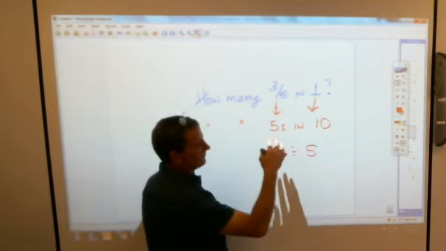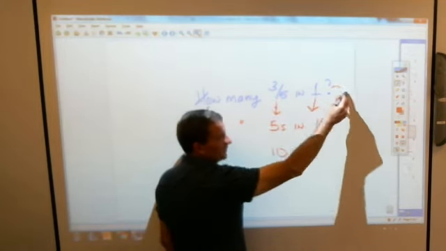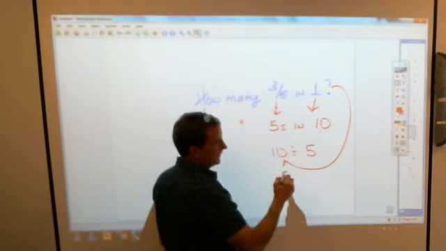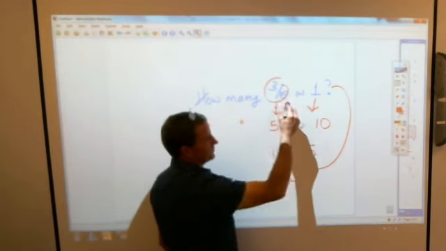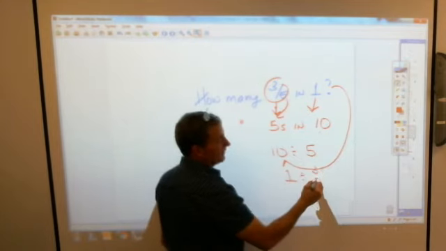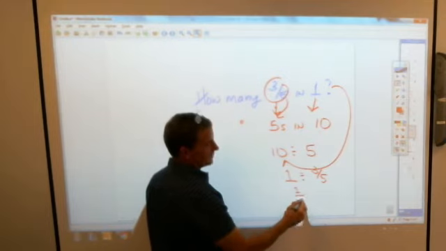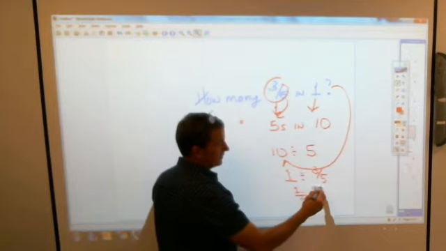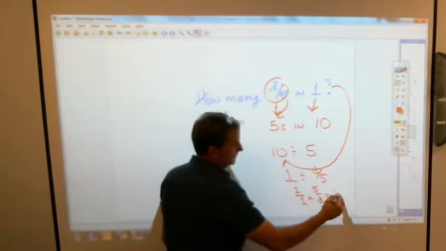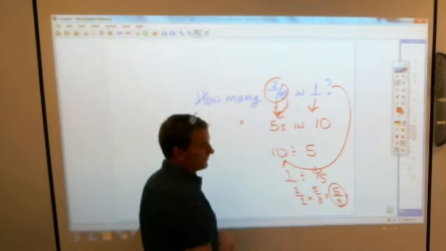But I don't have 5 and 10. I have 3/5 and 1. The 1 was the same as the 10, and the 3/5 was the same as the 5, so you put it in place of the 5. So it's 1 divided by 3/5. In which case you can make this a fraction, 1 over 1, and multiply by its reciprocal, or the multiplicative inverse. And that is where Leighton got 5/3, because 1 divided by 3/5 is 5/3.